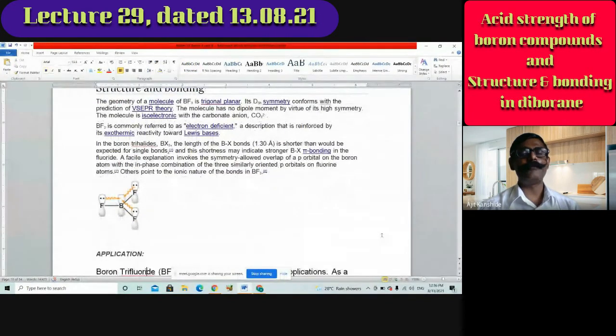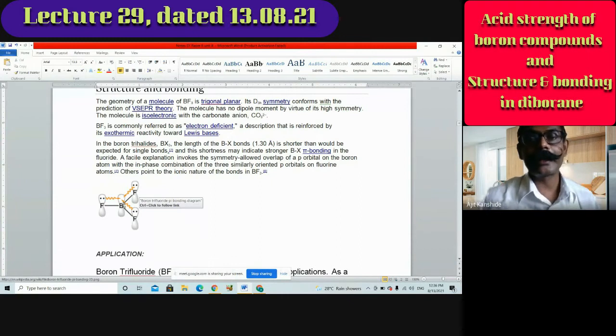Say, for example, BF3. The atomic number of boron is 5, so the electronic configuration is 1s2, 2s2, 2p1. In the true sense, in the ground state, boron has two vacant orbitals. But just a few minutes ago, I said boron remains with only one empty orbital. It is due to excitation of the electron, due to the hybridization concept.